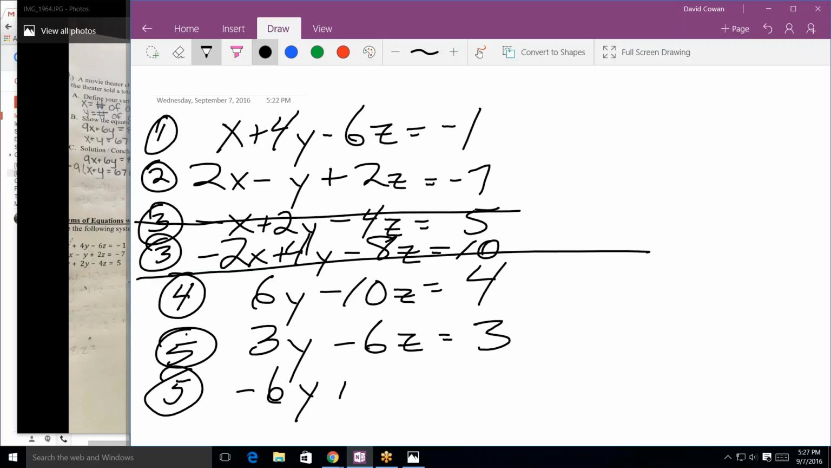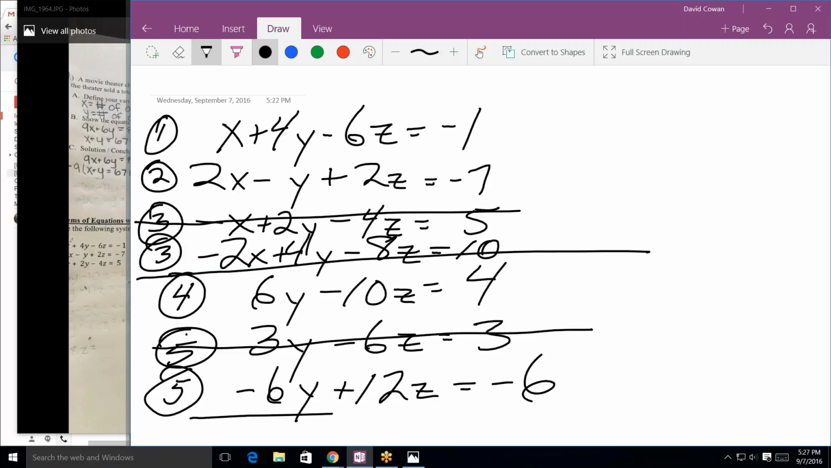Minus 6y plus 12z. Or 12z, yeah, my bad. Equals minus 6. In other words, we have to multiply every part of this equation by whatever we're multiplying it by. If we're multiplying it by minus 2, we have to do that term, and that term. Now, add 4 and 5 together. What do we get?